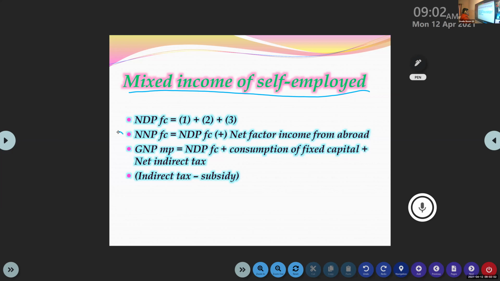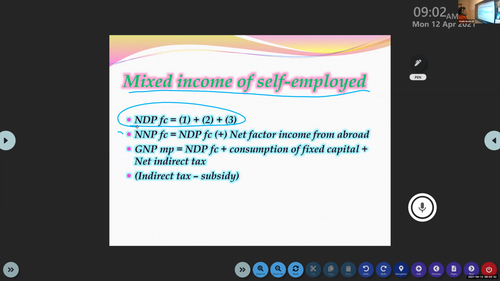NNPFC, net national product at factor cost, is equal to NDPFC, net domestic product at factor cost, plus net factor income from abroad.